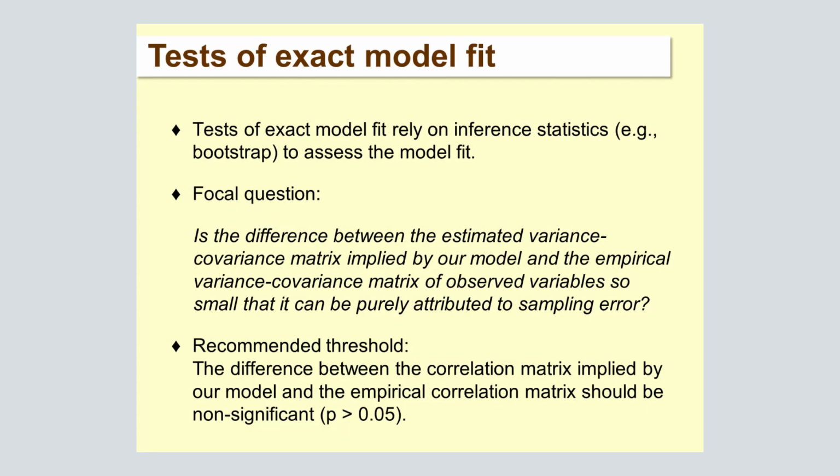In empirical research, there will virtually always be a discrepancy between the model-implied and the empirical variance-covariance matrix. However, the question is whether this discrepancy is systematic because the model is wrong, or whether this discrepancy can be attributed to sampling variation. So we can run a test that tells us whether the discrepancy is significantly different from zero.